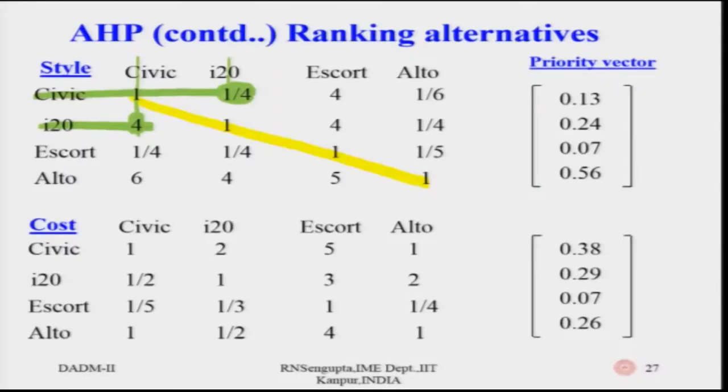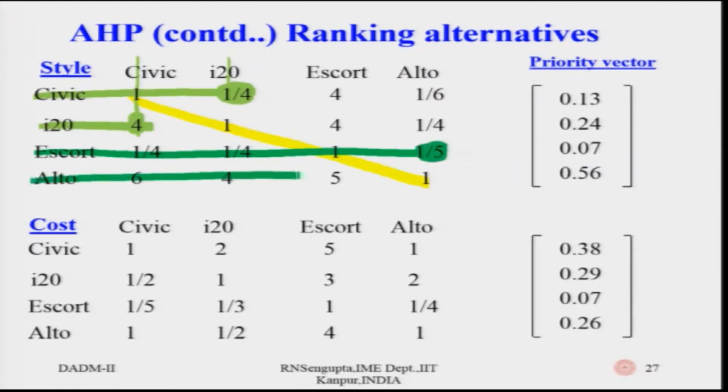When I consider the style one, I am basically giving a point of 1/4. Now, remember I am only considering from the point of view of style, it will change depending on other criteria. So, I give a score of 1/4. So, this is definitely not symmetric as I had mentioned. When I consider Escort with respect to, say for example, Alto, and Alto with respect to Escort, so Alto gets a score of 5 with respect to Escort, while Escort gets a score of 1/5 with respect to Alto. That means, I am more inclined towards Alto on the style front.